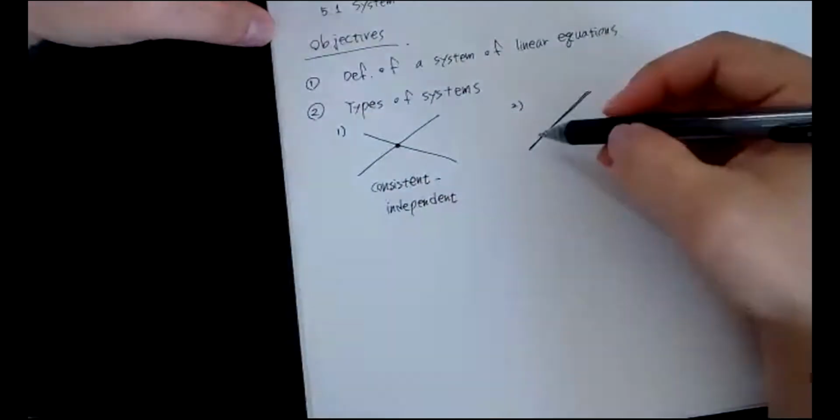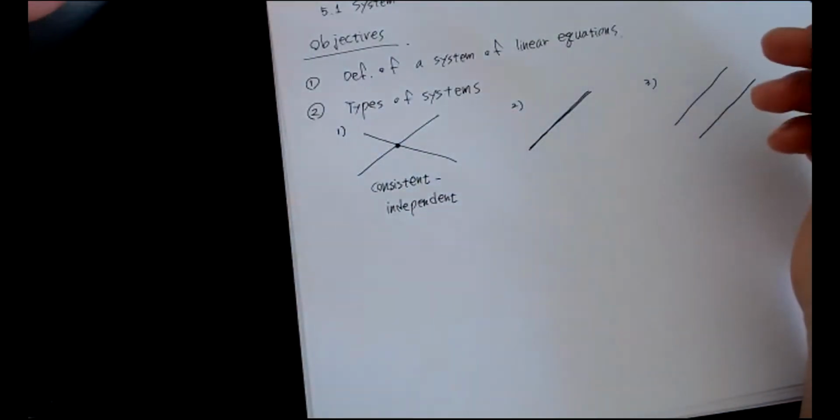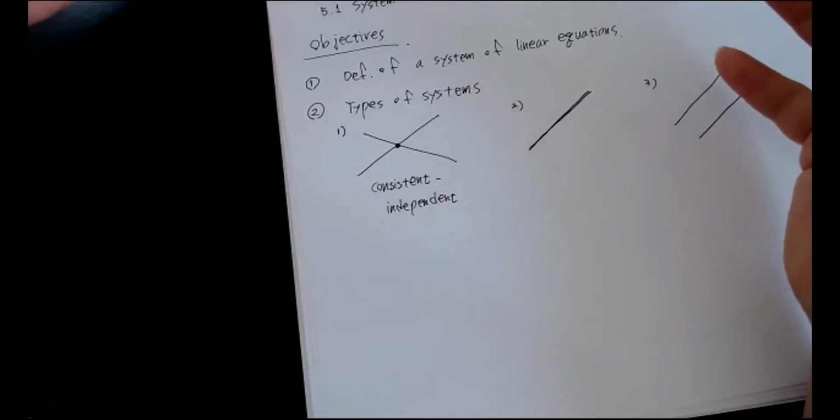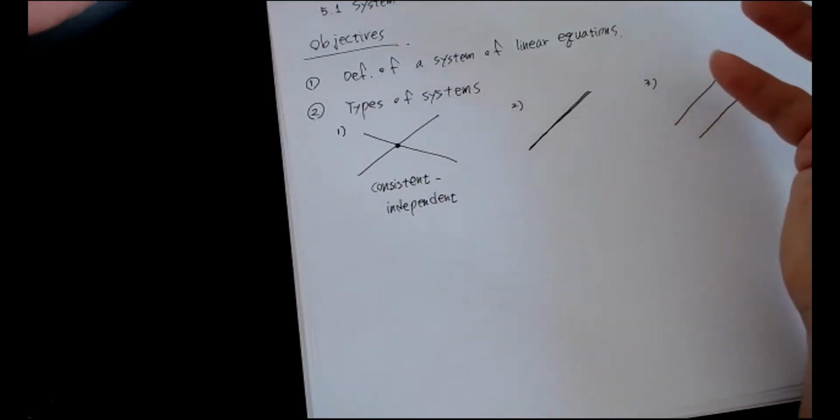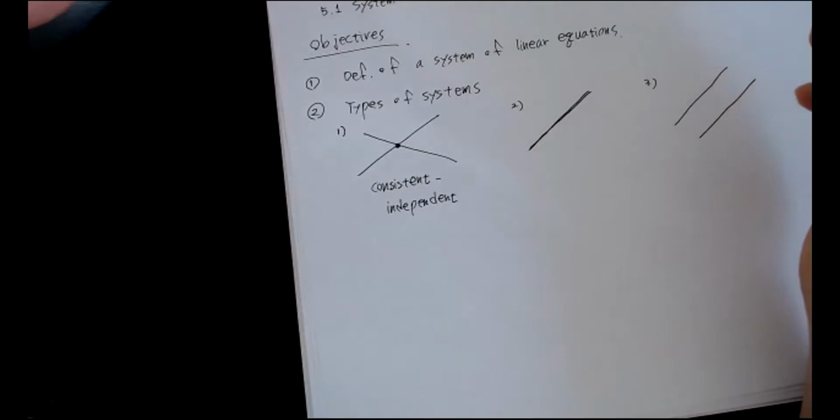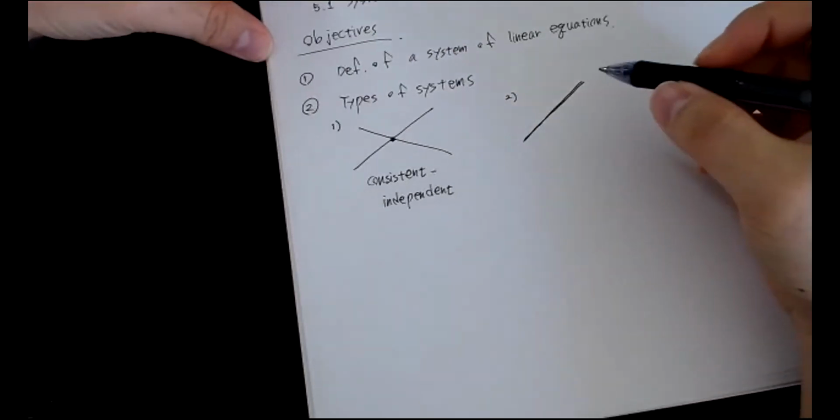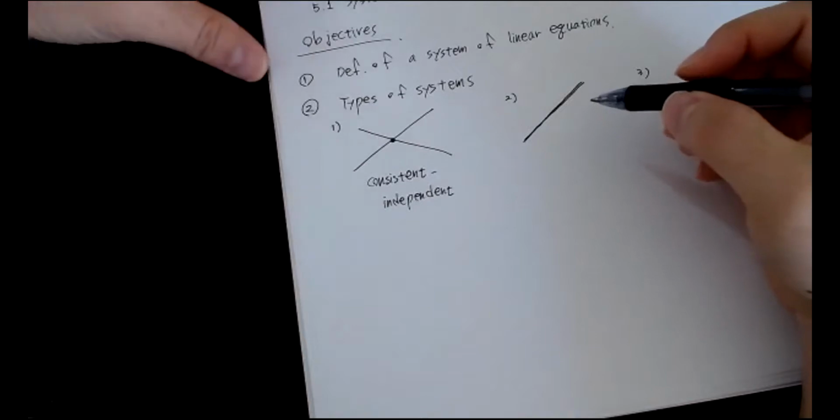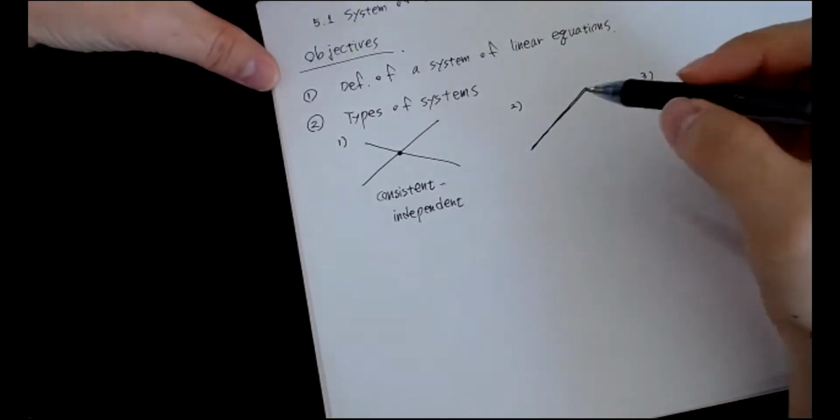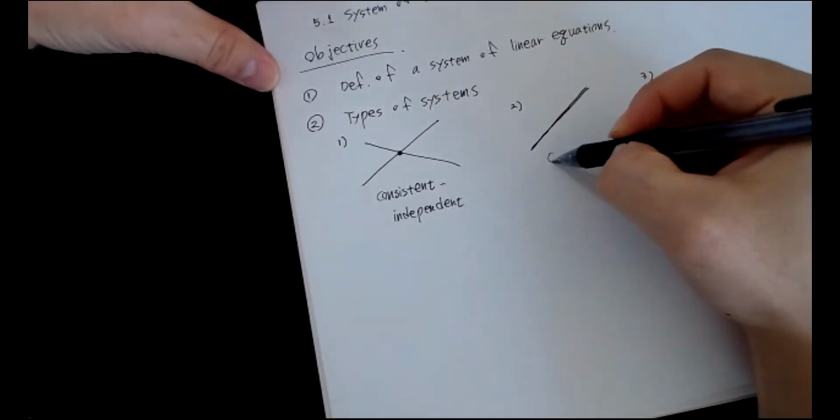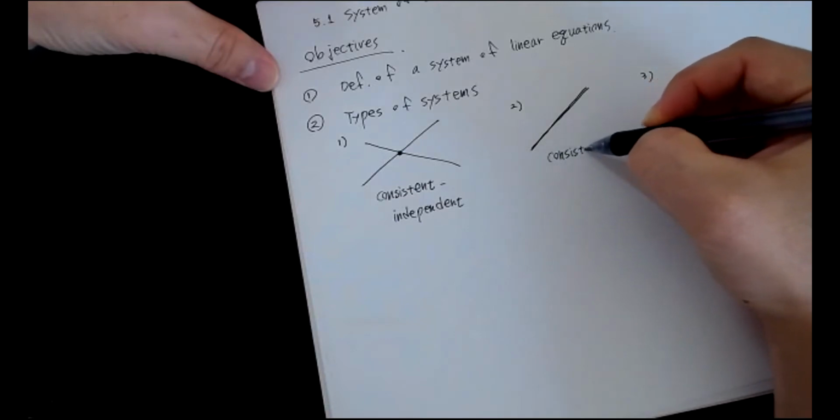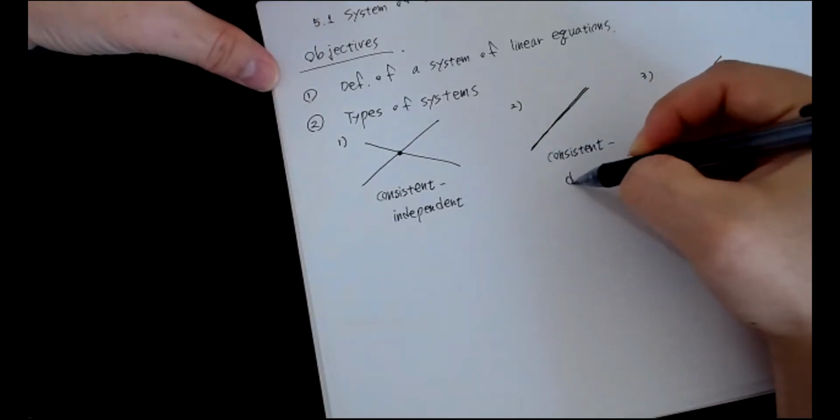Whenever two lines are identical, it means their equations are identical, so the same slope with the same y-intercept. That means the system has infinitely many solutions. In that case, we say the system is consistent and dependent.